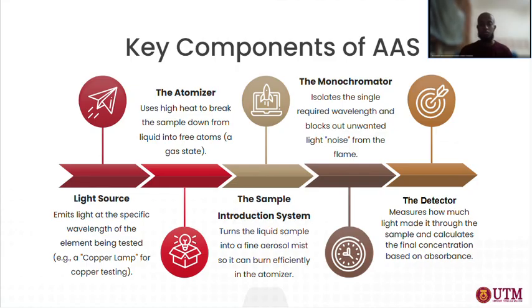The burning flame creates a lot of extra light and noise. The monochromator acts like a very strict filter, blocking all that background noise and only letting the single specific wavelength we care about pass through. Finally, the remaining light hits the detector. The computer compares how much light left the lamp versus how much actually arrived at the detector. The simple rule is: the less light that arrives at the end, the higher the concentration of the metal in the sample.